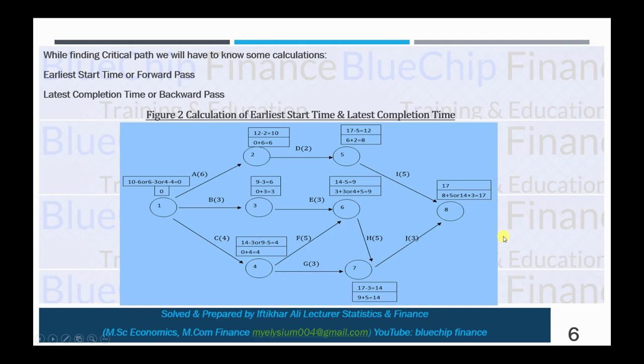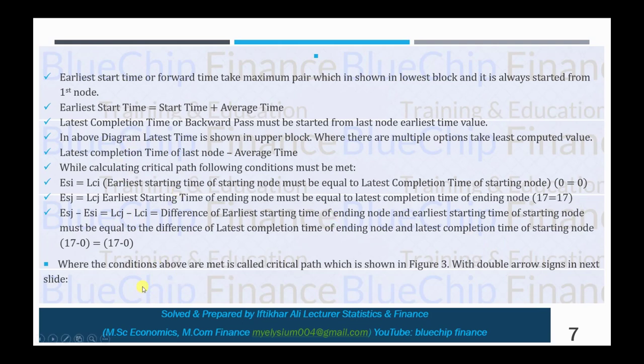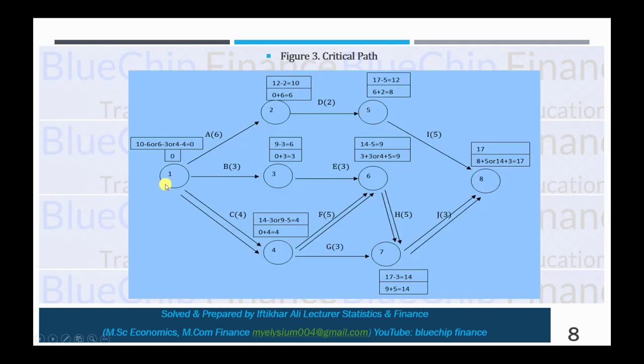I think you need to observe this part of the video 2 or 3 times, and then you should calculate by yourself to get expertise in this type of calculation. So after that, the theory which we discussed earlier in this video is written down here, but I think that through practical following you can better understand how to calculate the earliest start time or forward pass and latest completion time or backward pass. So now what next?